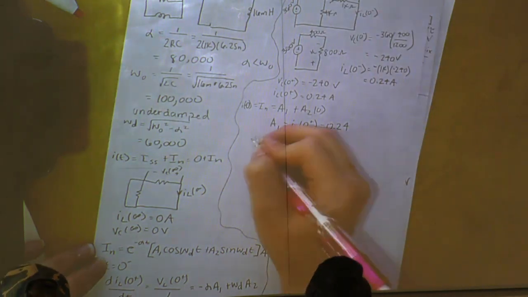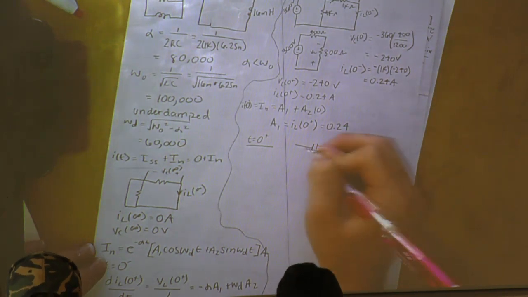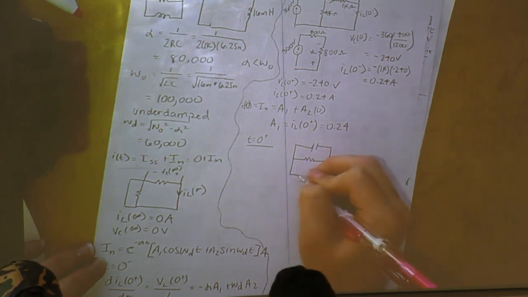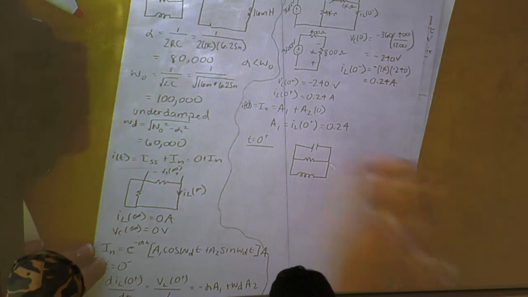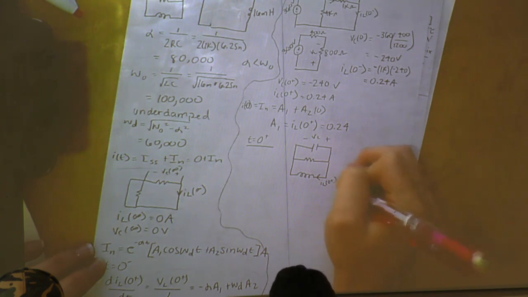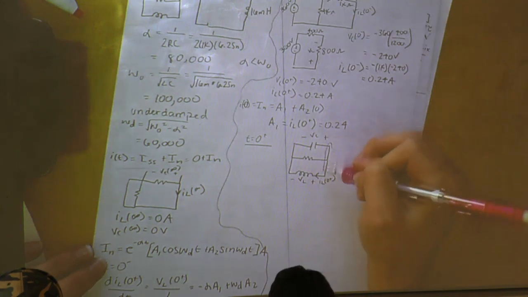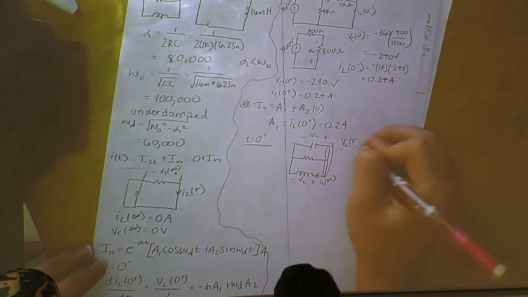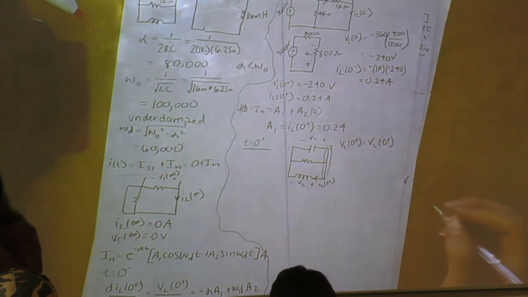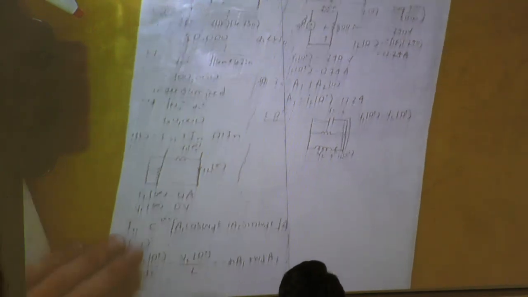So we can draw our circuit. This is plus minus VC. Here's our IL of 0 plus, and this is where our VL is. So these are all in parallel. So our VL of 0 plus actually just equals our VC of 0 plus. Is everyone okay with that? Cool. So we'll plug this into our formula down here.